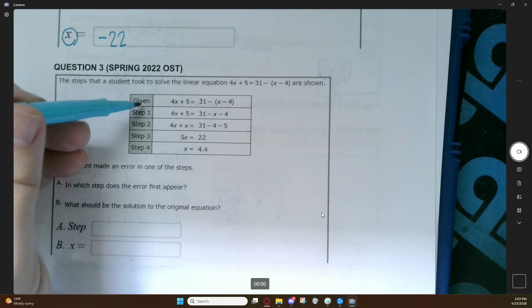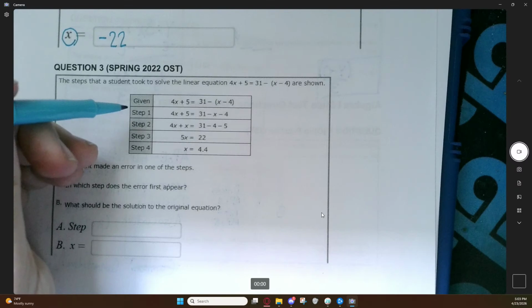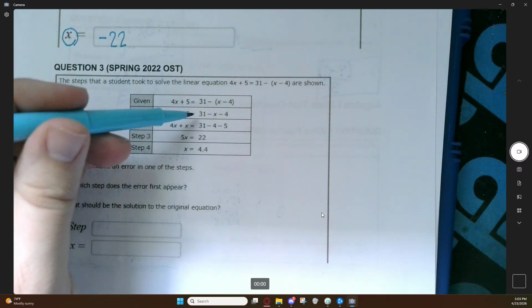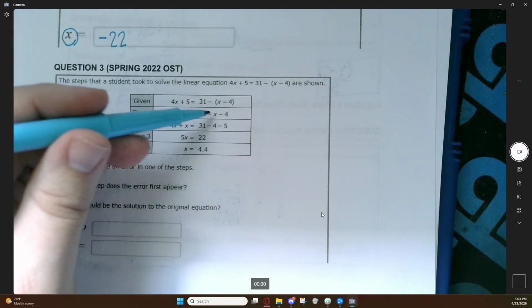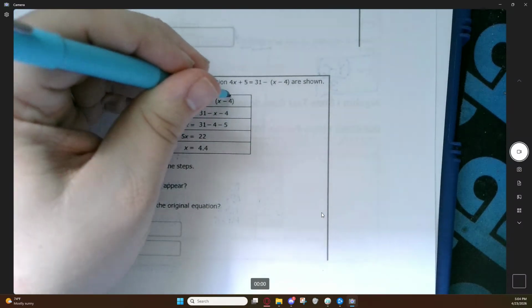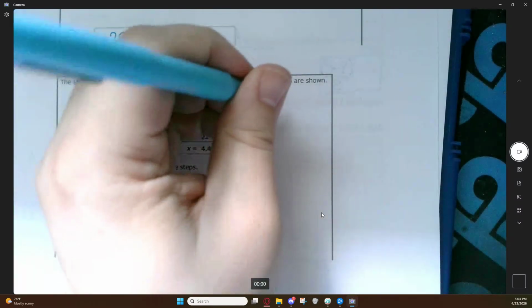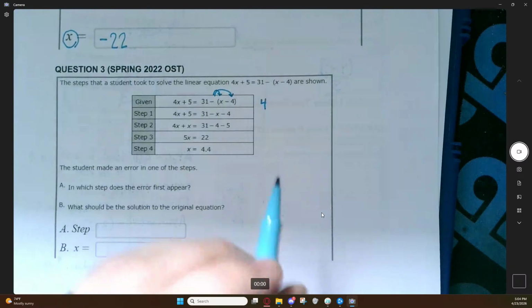Given 4x plus 5 equals 31 minus (x minus 4). Step 1, 4x plus 5 equals 31 minus x minus 4. So what they did was they distributed this negative. And remember when you distribute negatives, all you're realistically doing is changing the sign. So is that what it would look like?